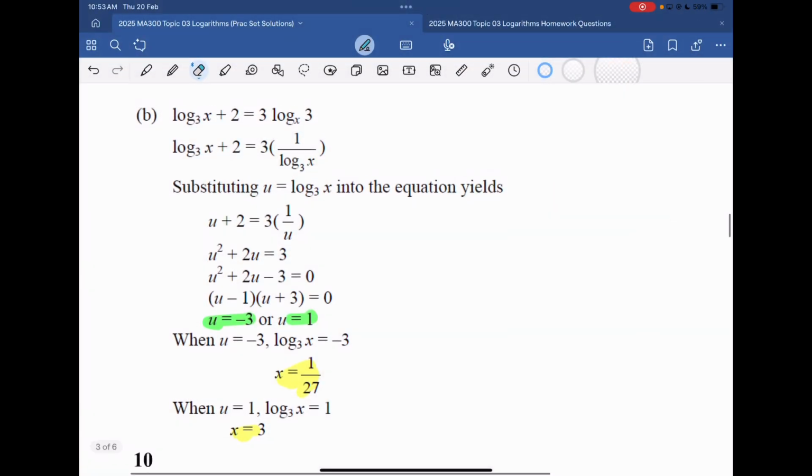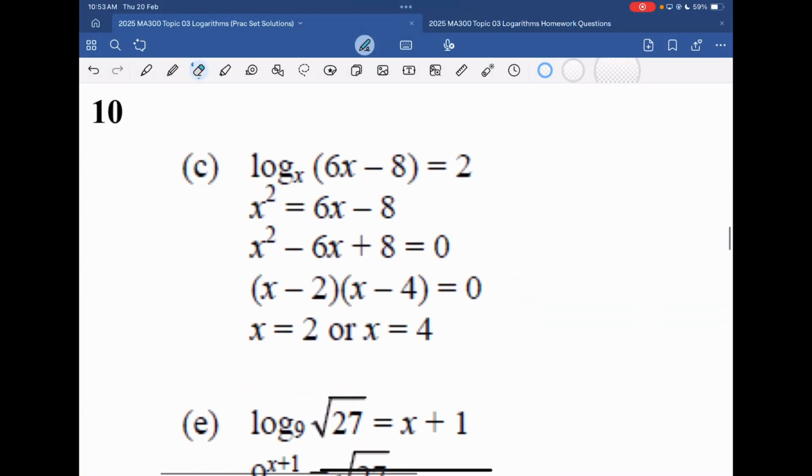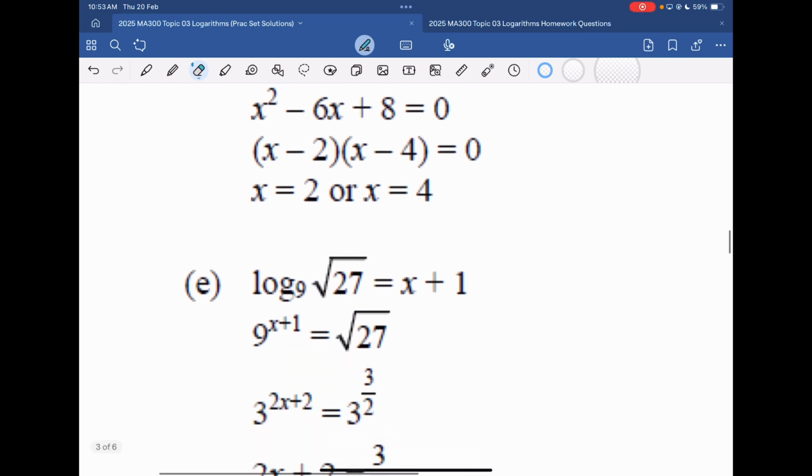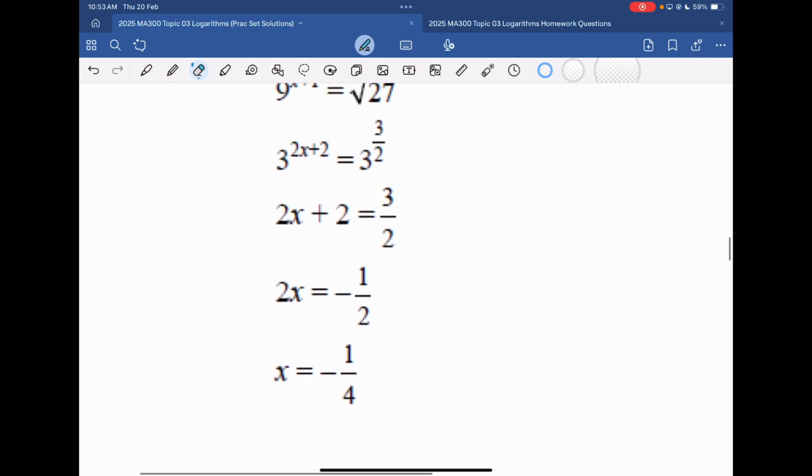If I'm not wrong, I go through question 10. Question 10, C, easy, minus 2. 2 and 4. 2 and 4. Zarissa, okay? 2 and 4. E, negative 1/4.